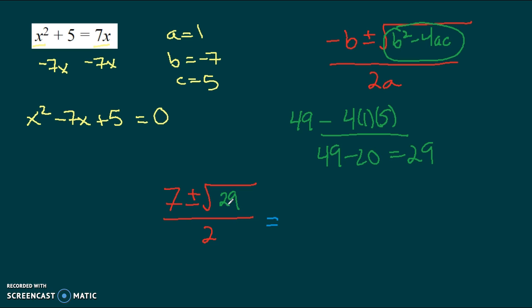29 is a prime number. There's no perfect squares that go into 29. I still am thinking about this list of numbers, but it doesn't take me too long to figure out that none of these are going to go into 29. So my final answer is going to be 7 plus or minus the square root of 29, all divided by 2.